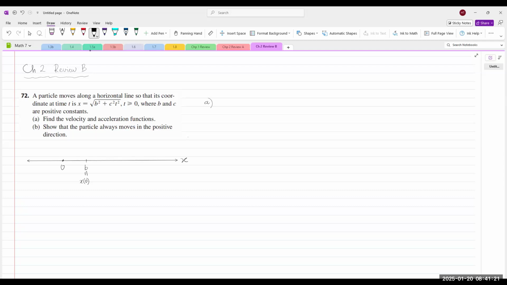So part A, the velocity is equal to the derivative of that position function, where x is, let me rewrite it using rational exponent. So the derivative of that will be 1/2 (b squared plus c squared t squared) to the power of negative 1/2 times the derivative of b squared plus c squared t squared. This b squared is constant, so the derivative is 0.